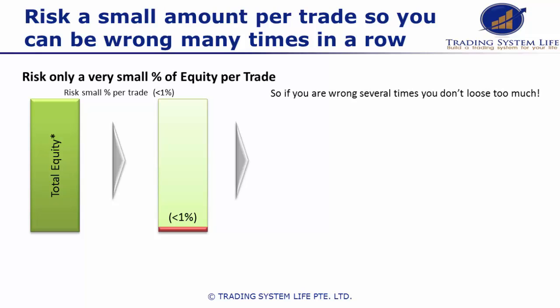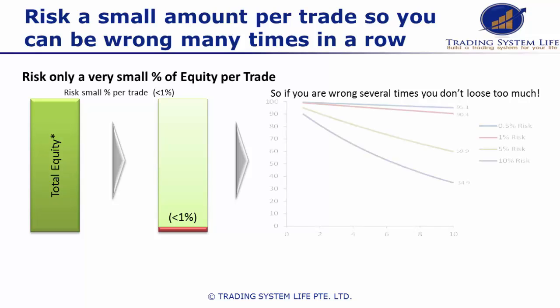The reason we do that is so that if we're wrong several times in a row, we don't lose too much money. Success in trading actually is about avoiding significant losses as much or even more than it is about making significant gains. Let's have a look at some examples here where we risk 0.5%, 1%, 5%, and 10% of our account on each trade.